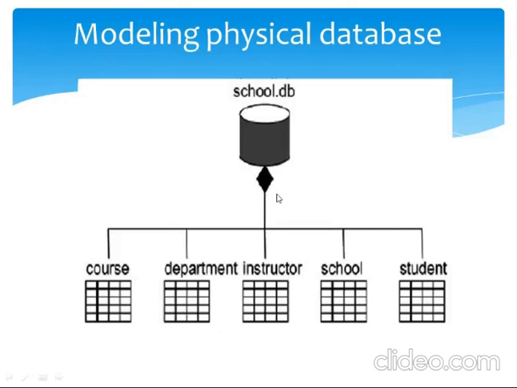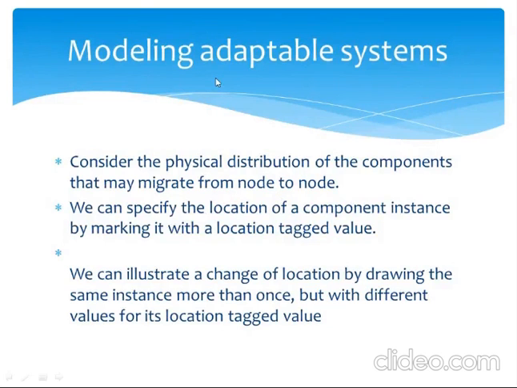So next common modeling technique is modeling adaptable systems. To model adaptable systems, first of all we have to consider the components that migrate from node to node. Adaptable means adapting from one node to another node. Then we have to specify the location of each component by using a tagged value, name equal to value. Then we can illustrate a change of location by taking one instance more than one time with different values. So how can we change the location? By tagged value we can change the location.